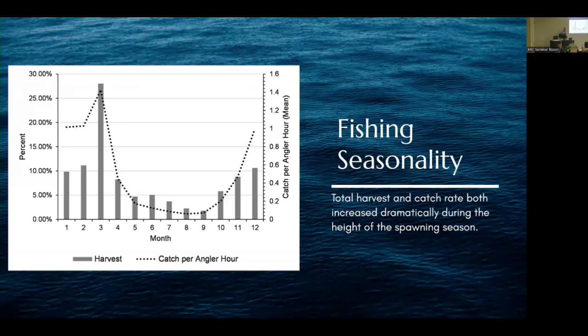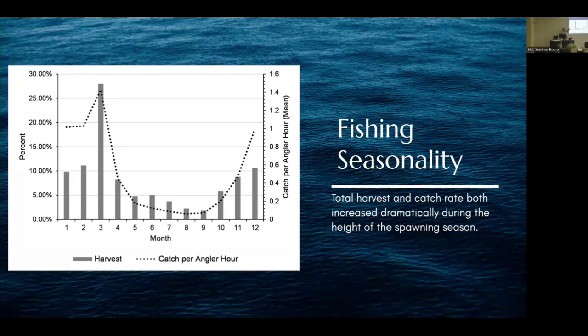And then this figure, I think, really tells the story. The gray bars here are the percent of sheepshead harvest per month. So that's looking at the angler creel survey data. And you can see that the majority of sheepshead that we see come into the boat ramps were harvested in March. And that's right during the sheepshead peak spawning time.